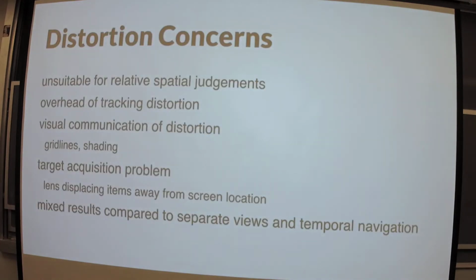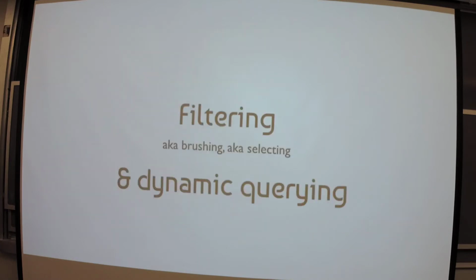It can be tricky to do spatial judgment. We have this whole tracking distortion that makes it more complicated, and you have to communicate the tracking distortion. It gets more difficult to click on a specific item because you're moving a lens instead of just a mouse pointer. And so recent research shows that this is not always particularly effective.